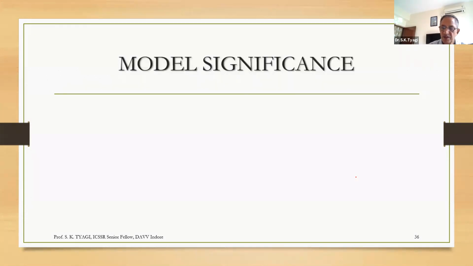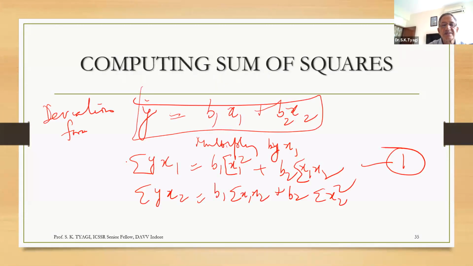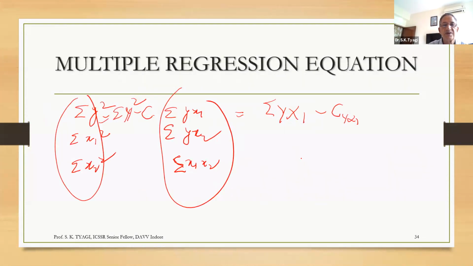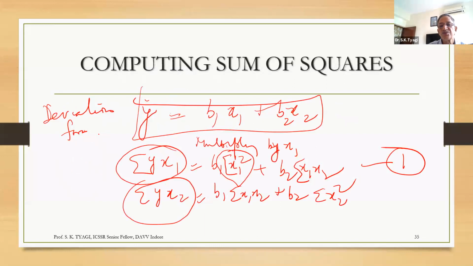Okay. Now this is a system of simultaneous linear equations. You know the value of this, you know the value of this, you know the value of this. In the last, here you have every value here. Sigma yx1, sigma yx2. Okay. So you will have two equations. Solve them. You will find b1 and b2.